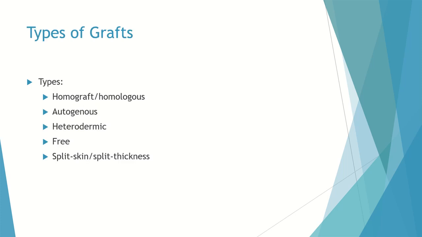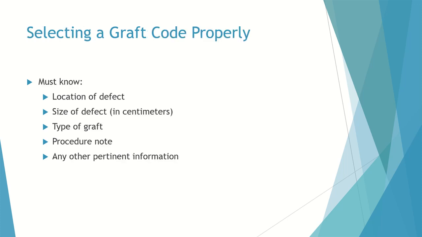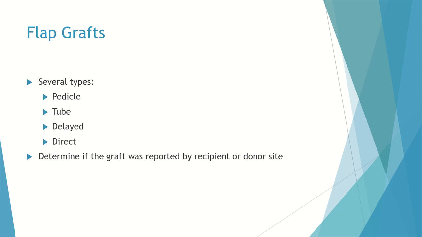Some types of grafts are homograft, homologous, autologous, heterodermic, free, split skin, or split thickness. Most of my experience is with the split thickness grafts, but none of them are really all that hard to code. So, to select a graft code properly, you must know the location of the defect, the size of the defect in centimeters, remember, the type of graft, the procedure note, and any other pertinent information. Flap grafts come in several types: pedicle, tube, delayed, or direct. Determine if the graft was reported by recipient or donor site.